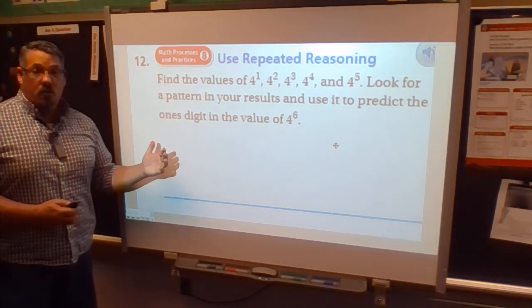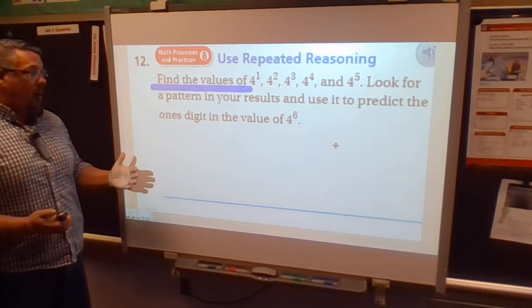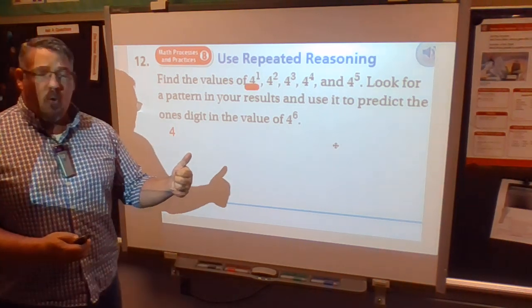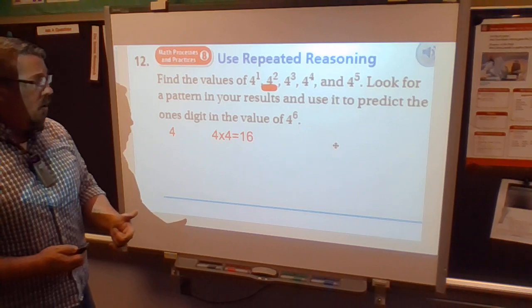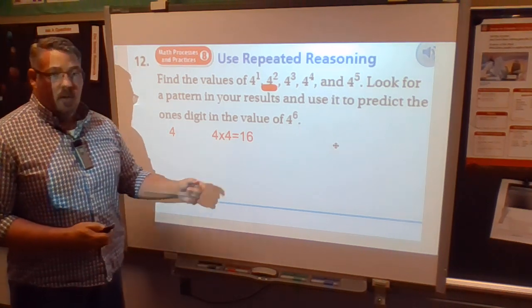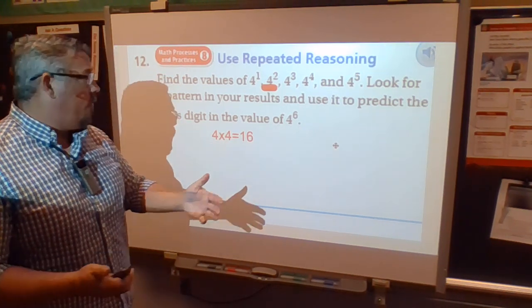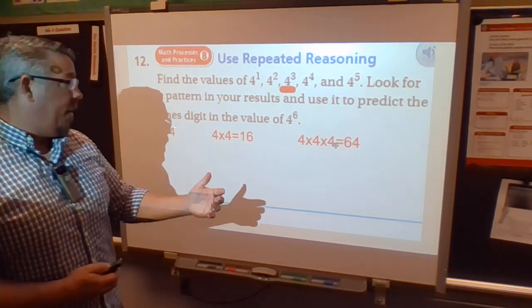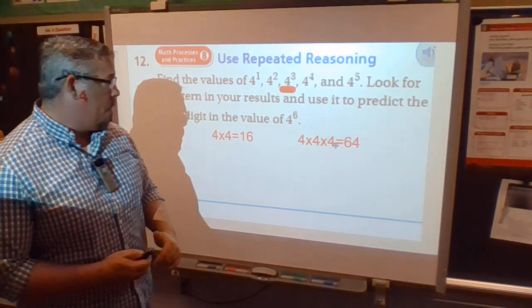So I have 4 to the first power, so that's just 4 written down, right? So that's step 1. 4 to the second power, that means I have to do 4 times 4, which is equal to 16. 4 to the third power, or 4 cubed, would be 4 times 4 times 4, and when I find that answer, that's 64.